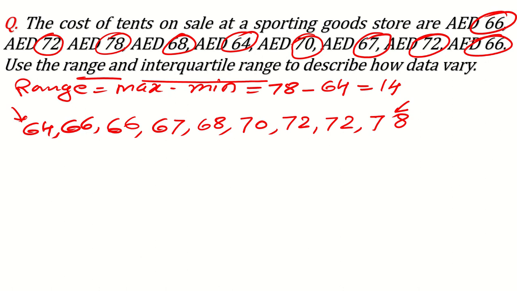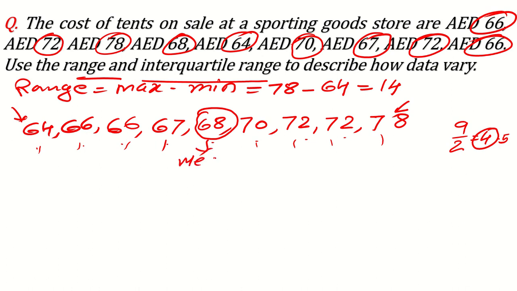Interquartile range you will find by finding the median and first quartile, third quartile, like that. So how many numbers are there? You see 1 2 3 4 5 6 7 8 9. 9 numbers are there. Very good. So 9 numbers means 9 divided by 2, it will be 4.5. So just make the group and see whether the middle number is there or not. I think this is the middle number. Yes, because after this you have 4 numbers, and before that also you have 4 numbers. So this is the median. Median is 68.